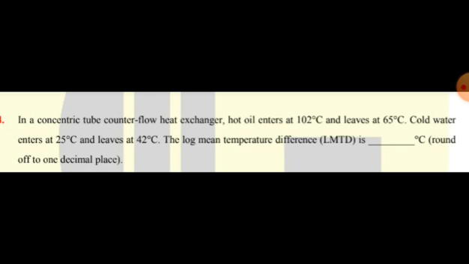Okay, here it is a concentric tube counterflow heat exchanger. Hot oil enters at 102 degrees Celsius and leaves at 65 degrees Celsius. Cold water enters at 25 degrees Celsius and leaves at 42 degrees Celsius. We have to find the logarithmic mean temperature difference, that is LMTD, in degrees Celsius. This is one of the simple questions. I have solved this and I will show you.